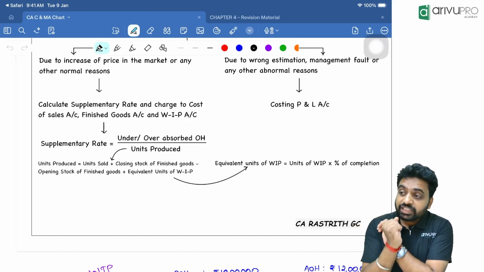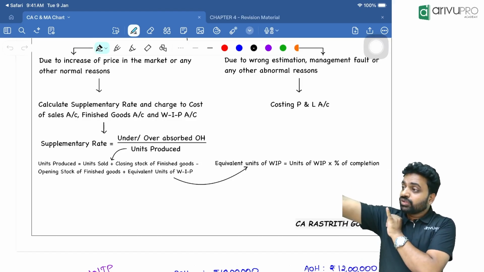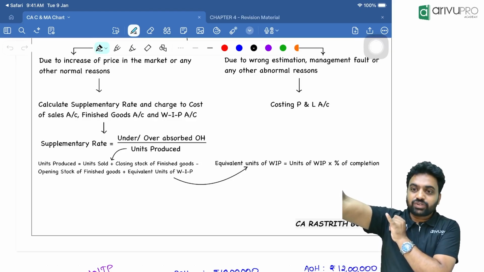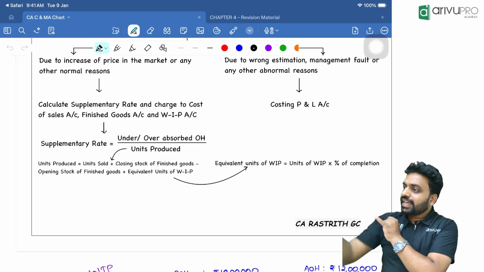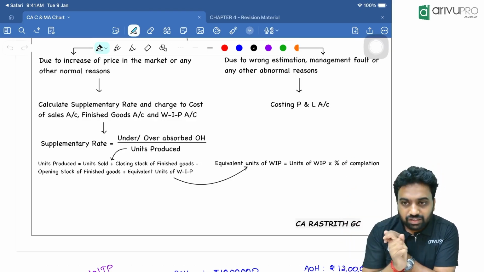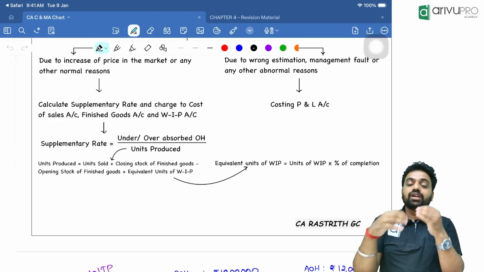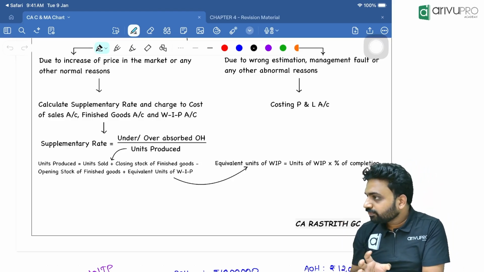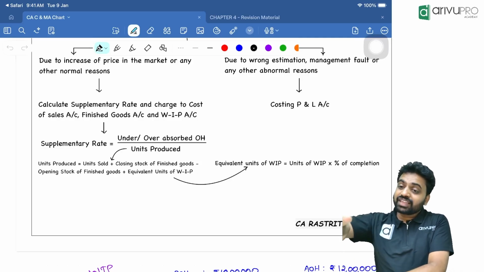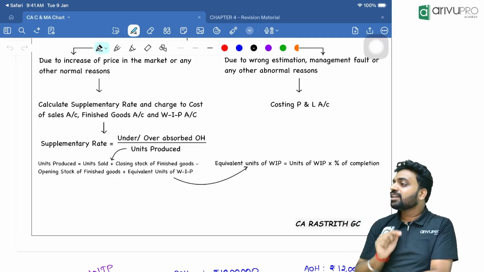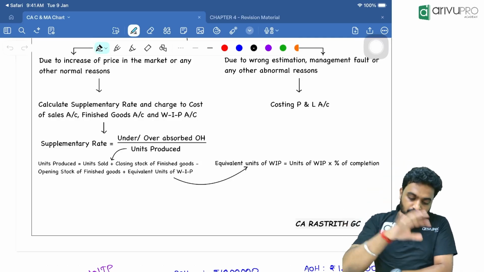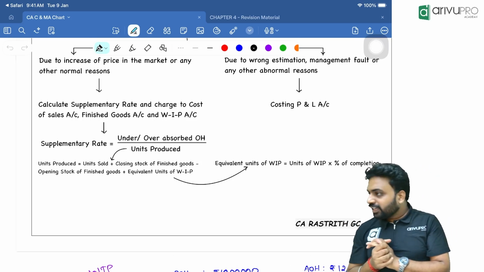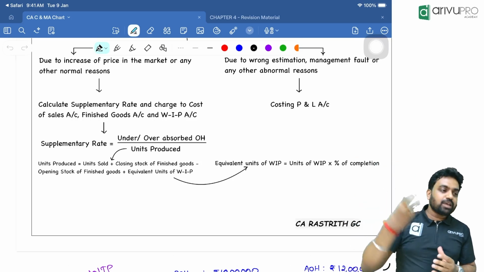If opening stock of finished goods is there, whatever units you sold, not everything was produced during the year, so you exclude that and take the remaining portion. Plus closing stock of finished goods. Plus closing stock of equivalent WIP. If opening WIP is there, the remaining portion will be treated as produced during the period. That we take in the denominator and find out the supplementary rate.